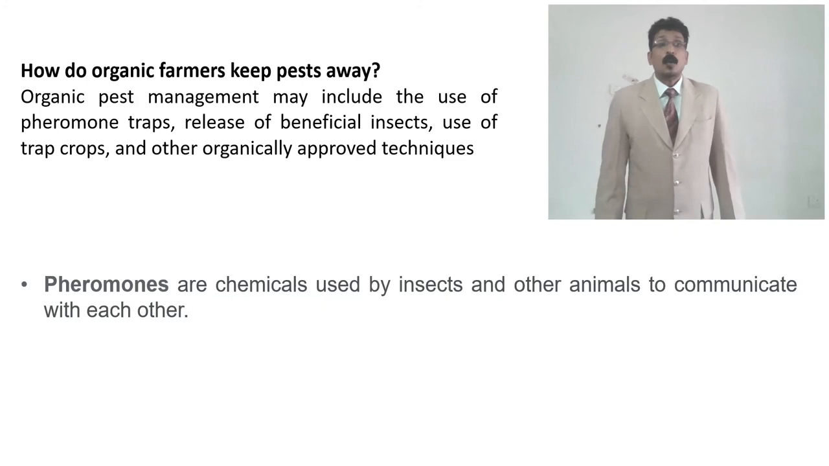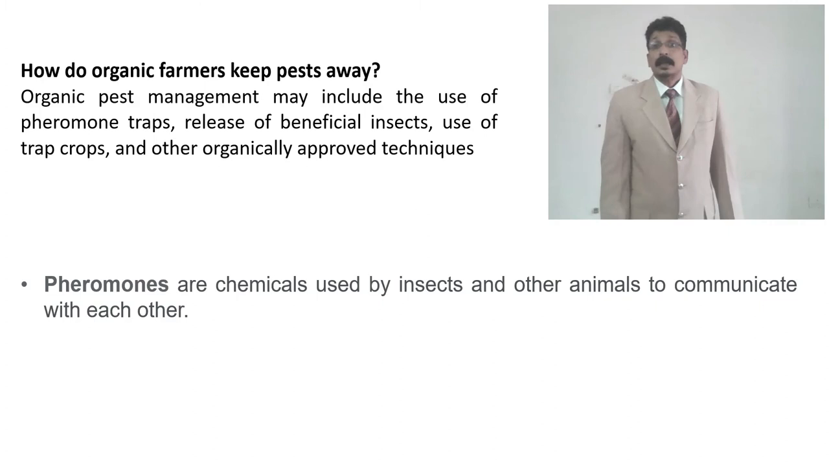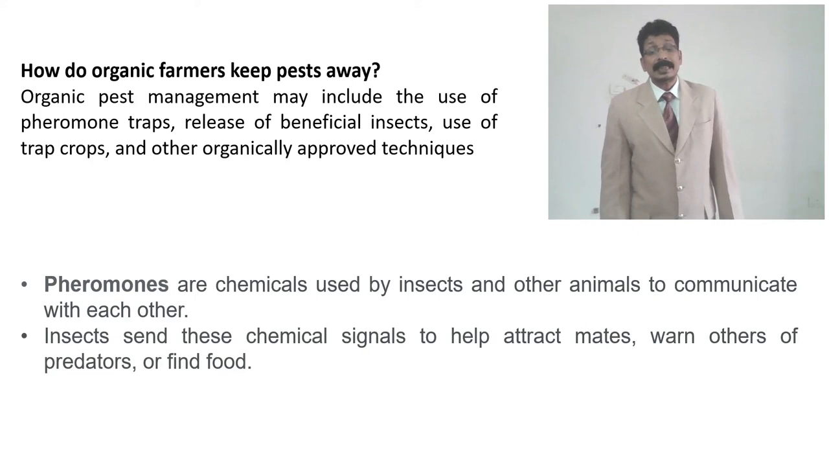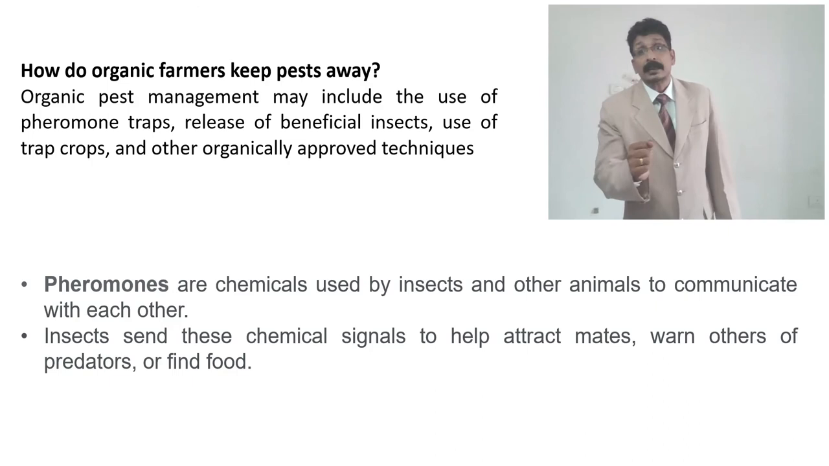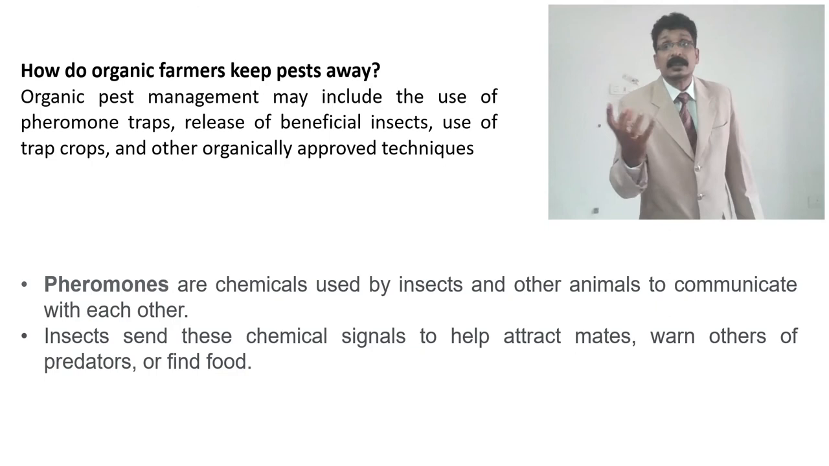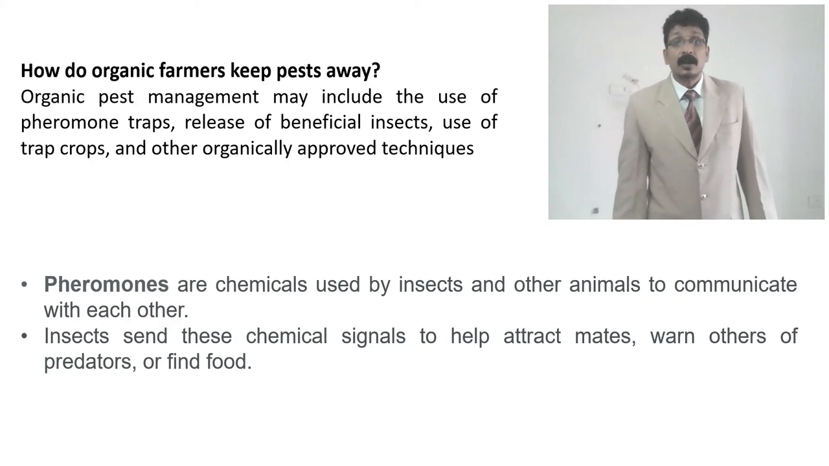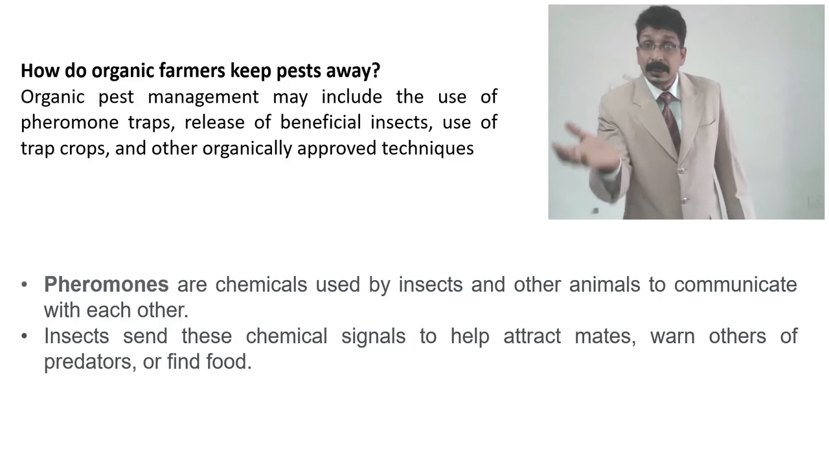So pheromones are chemicals used by insects and other animals to communicate with each other, produced in their body naturally. That only we are producing or synthesizing or taking from them. Insects send these chemical signals to help attract mates for reproduction, warn their predators, or the birds or animals which are attacking them. They warn them by means of this smell or this type of chemical which is produced by them. And even sometimes for finding food also, they use this type of chemical. So they are called pheromones. What is pheromones? That one we are using as a natural pesticide to attract them, finish them and protect our plants.